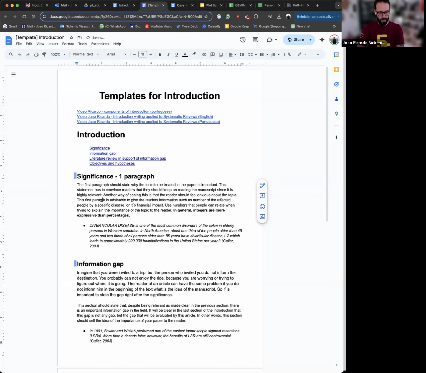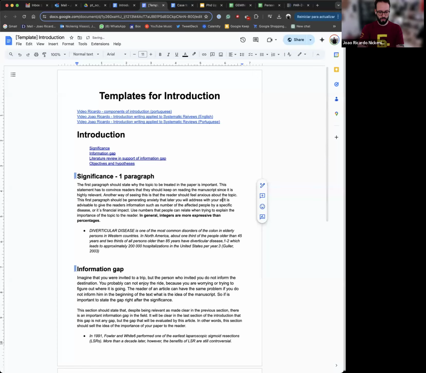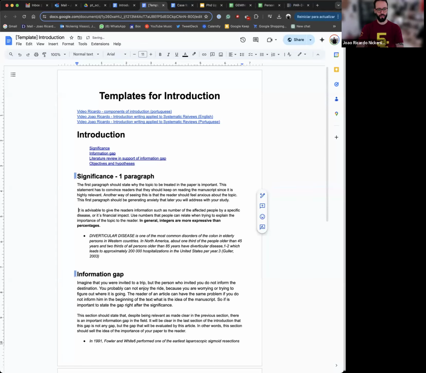This first paragraph should be generating anxiety that later you will address with your study. So I like to think about this paragraph as the paragraph that is anxiety generating. You're giving a bunch of facts to make them feel like, well, this is really a problem. This is really important.